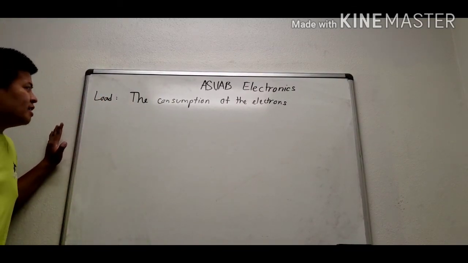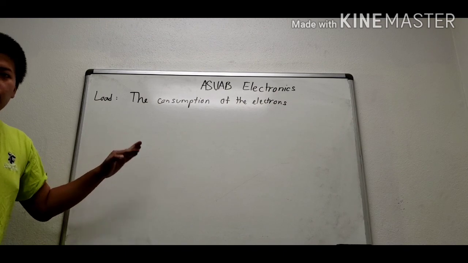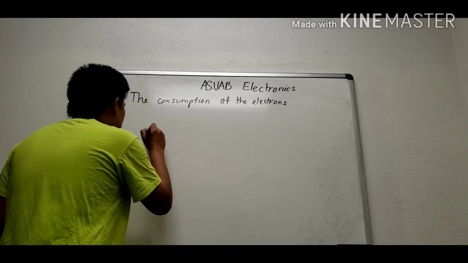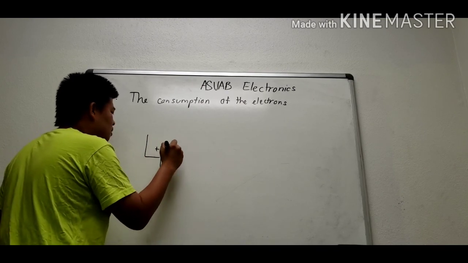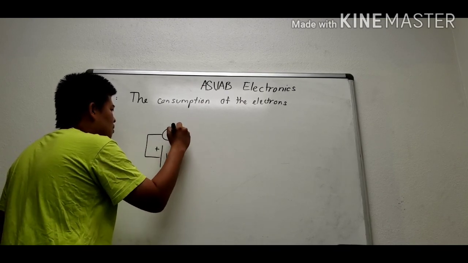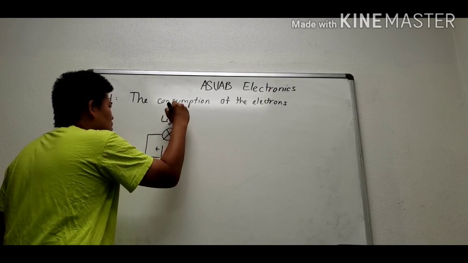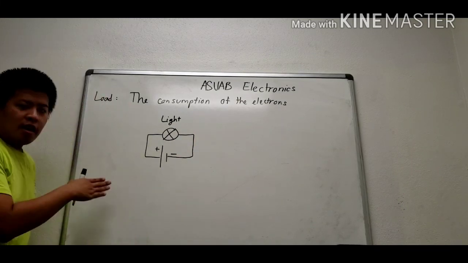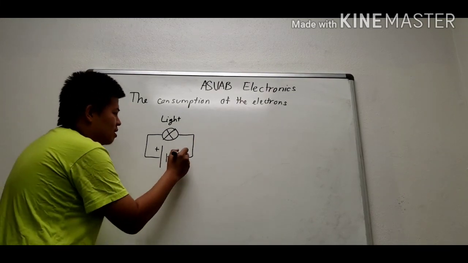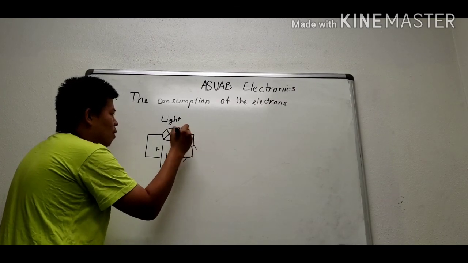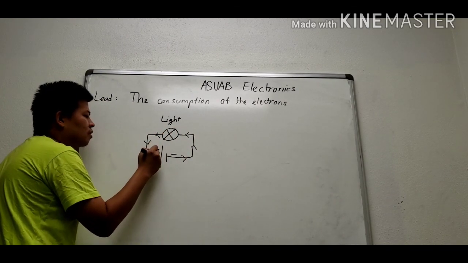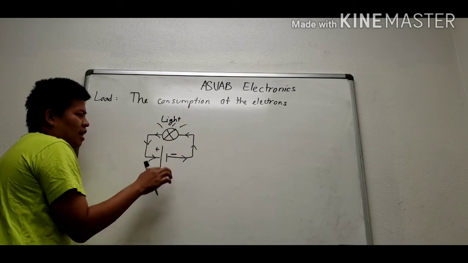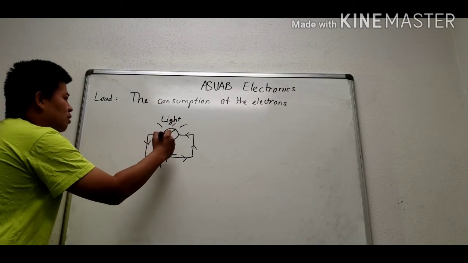The load, we can say that's about the consumption of the electron or the consumption of the power. For example, let's see the closed circuit, and we see that the electrons go through inside the wire so that the light will shine. And this is about the load.